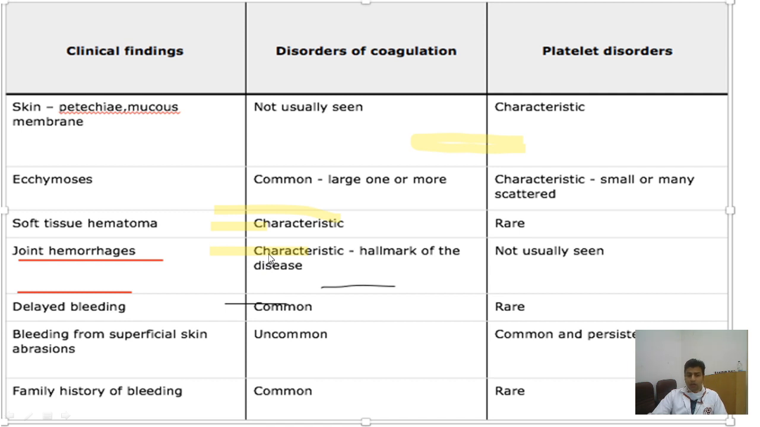Hemophilia, very characteristic joint bleeding. Delayed bleeding happens, say trauma has happened, initially the platelets would lead to formation of a primary plug, but then there would be delayed bleeding. That is more common in coagulation disorders. Bleeding from superficial skin abrasions is commoner in platelet disorders. Family history, again, coagulation disorders have a more family predilection. So these are points that may guide you to a particular disorder, but these are not sacrosanct.